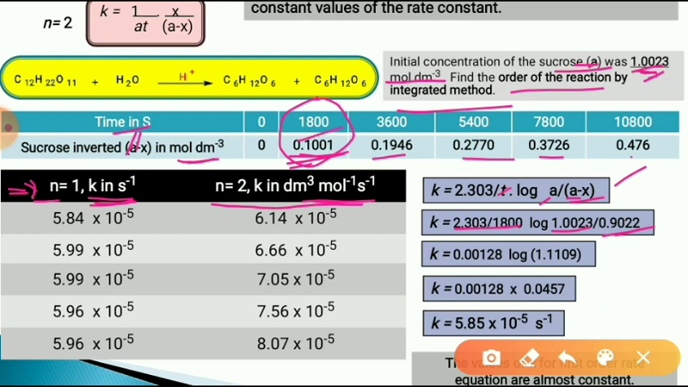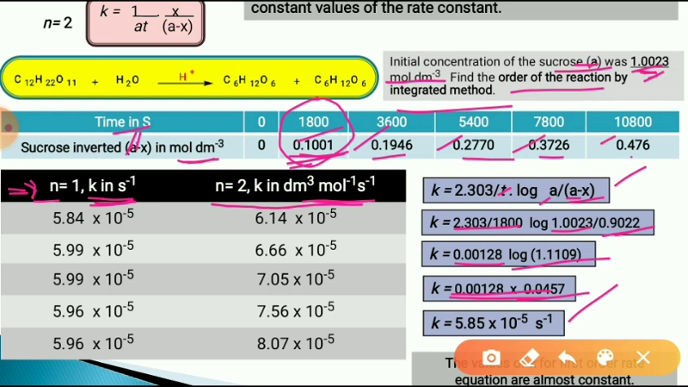After taking log of this 1.1109, we will get 0.0457. After multiplying these two factors, we will get k equal to 5.85 into 10 to the power minus 5 per second. In this way we can calculate for a different set of values.